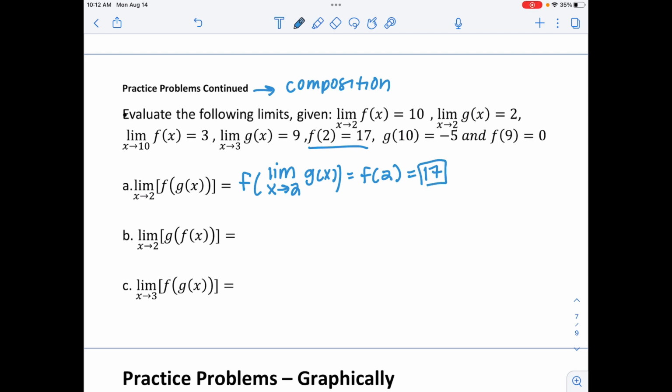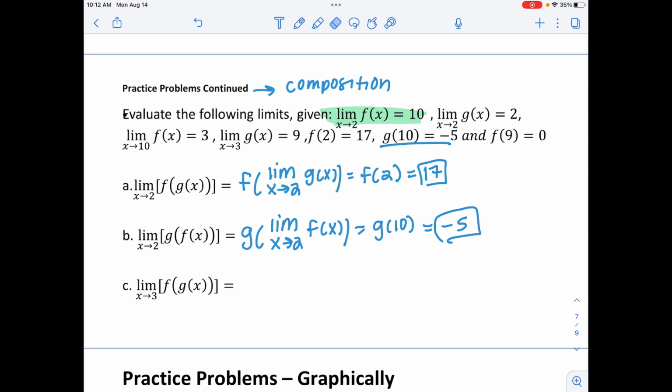So you first find the limit of the inner function with respect to whatever the number is, and then you use that to find the function value. So for the next one, it'll be g of the limit as x approaches 2 of f of x. So I will go back to all of my information. I have so much of it. And then the limit as x approaches 2 of f of x is 10. So I'll get g of 10. And then g of 10 is -5. So that's the answer to this one. One more.